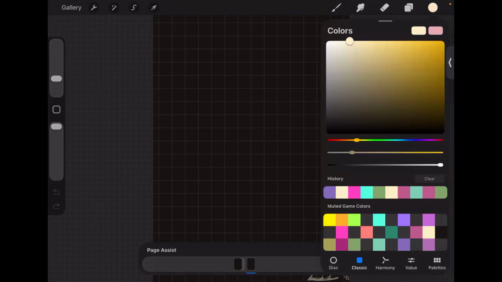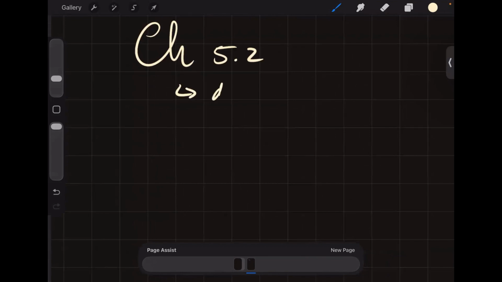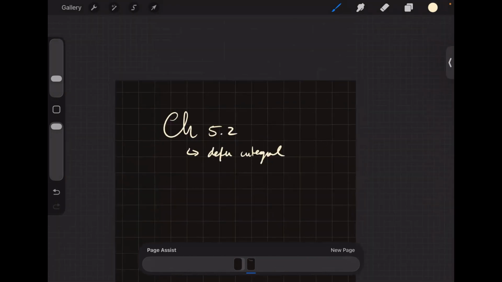We will be covering chapter 5.2, which is the definite integral. Okay? But before we do that, let's talk about some other stuff.